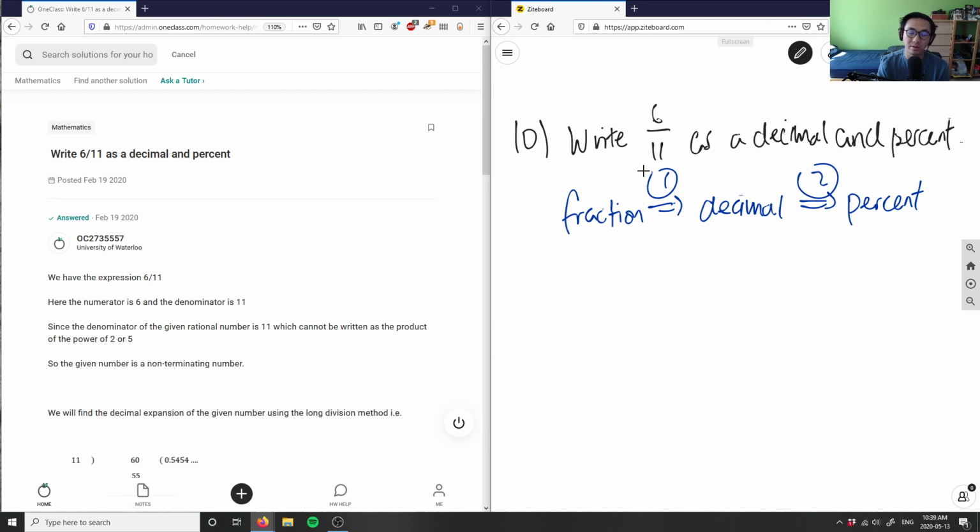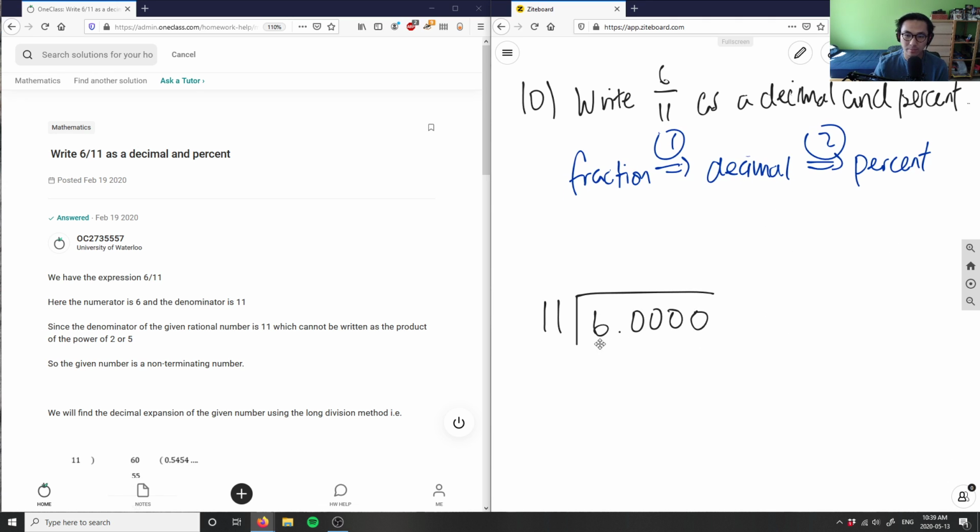So we have 6 over 11 here. The denominator of this fraction is going to become our divisor, and 6 is going to become our dividend. I'm going to write some zeros here to help us divide, and we're going to simply do long division. So again, 11 times what number is closest to 60? 11 times 5 is 55, which is pretty close to 60.